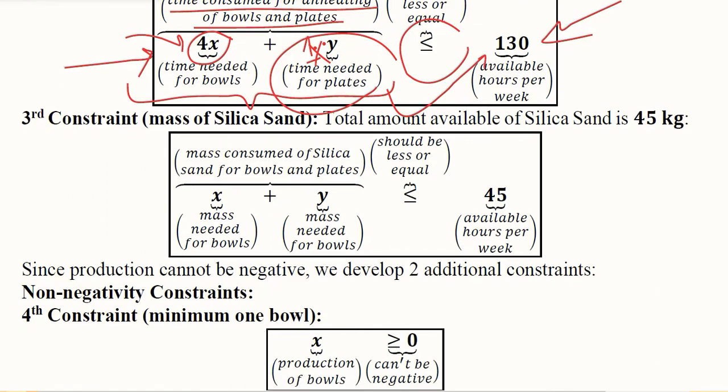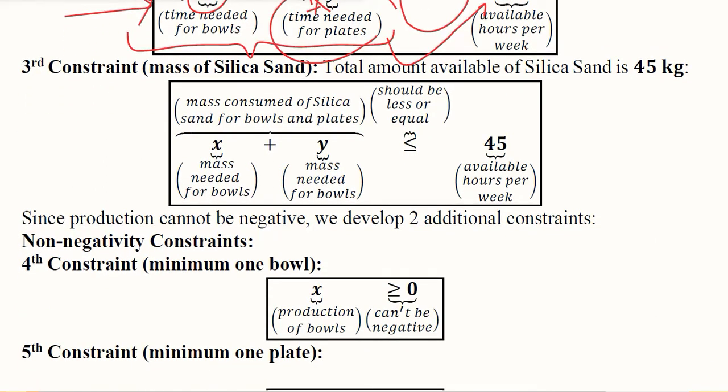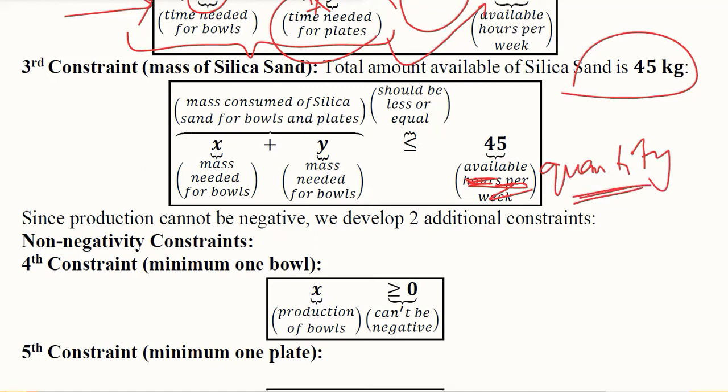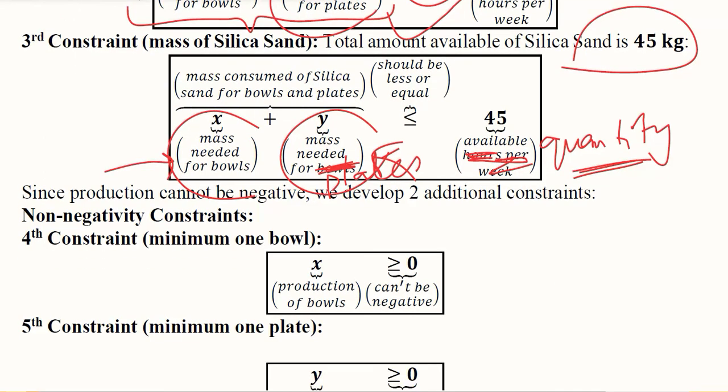So let's talk about the third constraint, which is about the mass of silica sand that we can use in the production process. It is 45 kg. So we can use 45 kg of this silica sand, which is the available quantity, and we can use either this or that, that is both of them, and the mass needed for bowls will be represented by x, and the mass needed for plates will be represented by y. So this is another constraint that we have. The sum of the two quantities of silica sand that we use should be at max equal to or less than 45. It's 45.